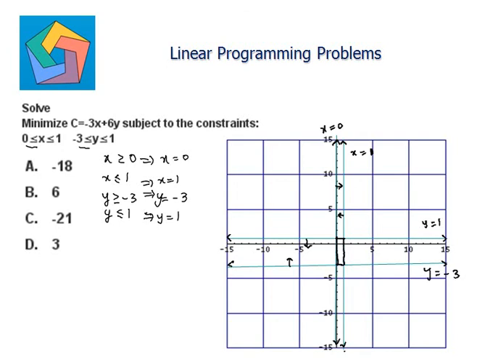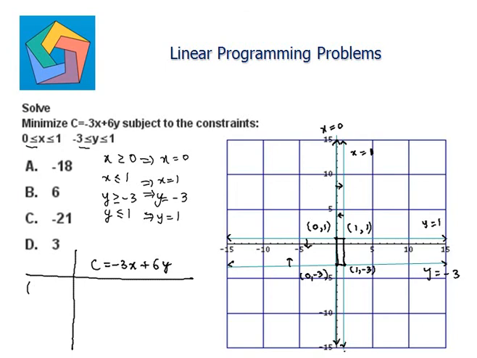This point is given by 1 comma 1. This point here is given by 0 comma 1. This point here is given by 0 comma negative 3 and this point is 1 comma negative 3. So we can make the table here. C is equal to negative 3x plus 6y, at 0 1, 1 1, 0 minus 3, 1 comma minus 3.